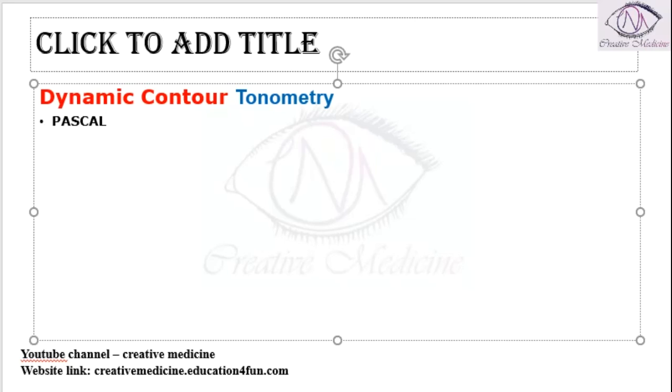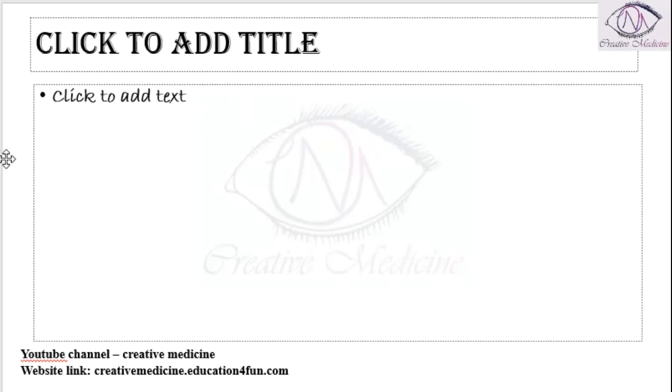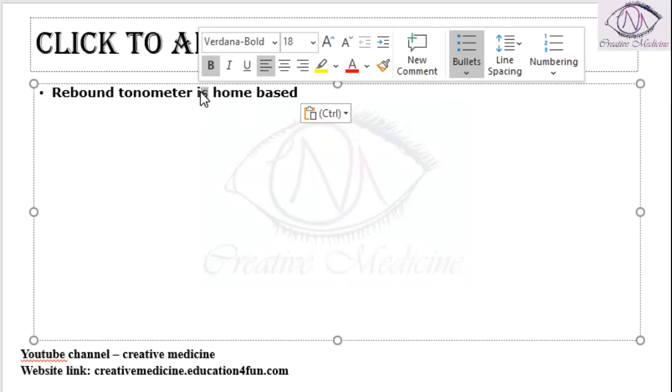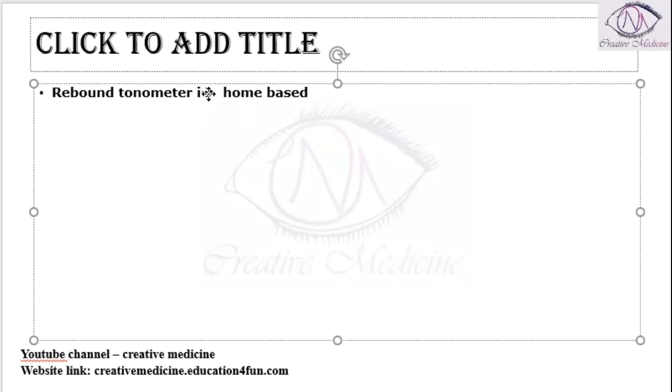Another type of tonometry is rebound tonometry. This rebound tonometry can be used in detection of intraocular pressure at home also. So it is a home-based technique.